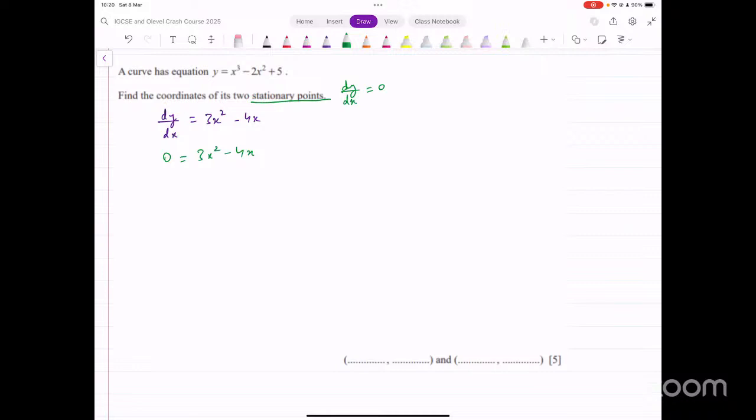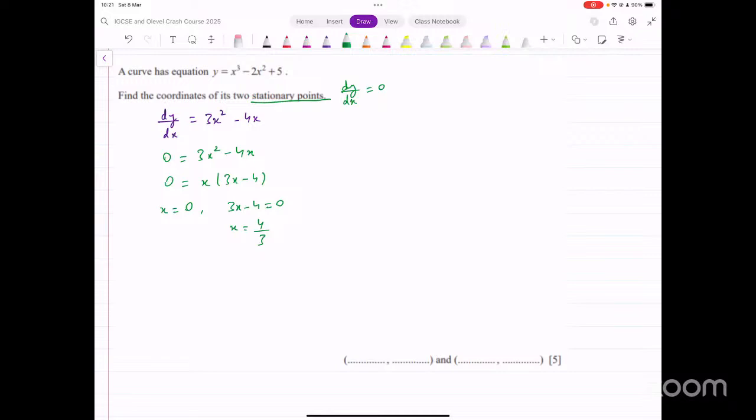Now, how do we solve equations like these? We take x common on the right side, and that leaves us with 3x minus 4 inside. We have a product now, x times 3x minus 4, which means either x equals 0 or 3x minus 4 equals 0. The second value of x that we get is 4 over 3. We have these two x coordinates.